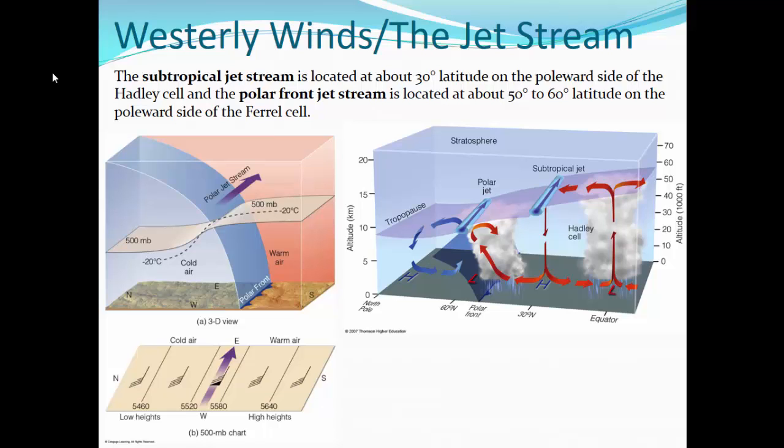So the subtropical jet is typically located about 30 degrees latitude, just on the poleward side of the Hadley cell, and the polar front jet is located between 50 and 60 degrees latitude on the poleward side of the Ferrel cell. So I want to start out with this illustration on the right. If you look at this, we'll start at the equator to the far right. That's where we have that belt of low pressure. That's where the air is warmest.